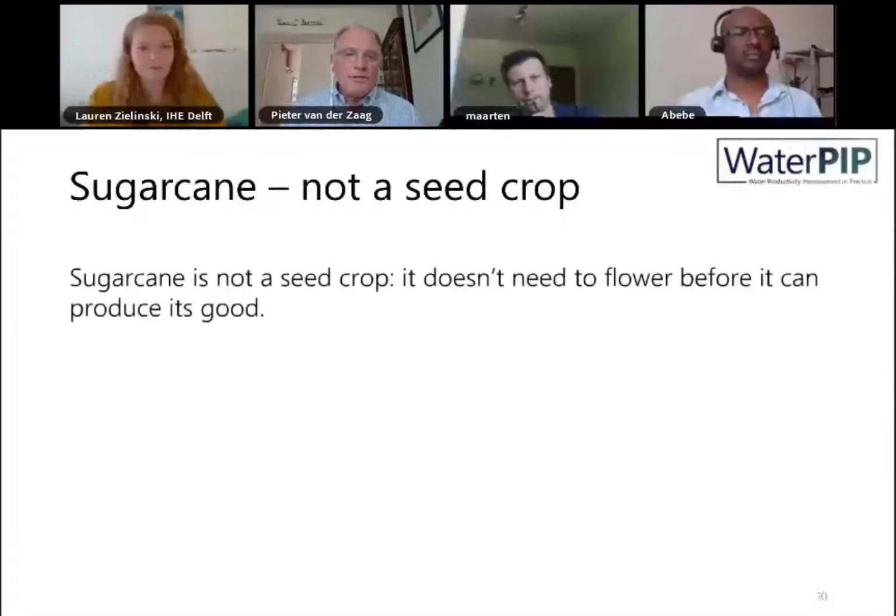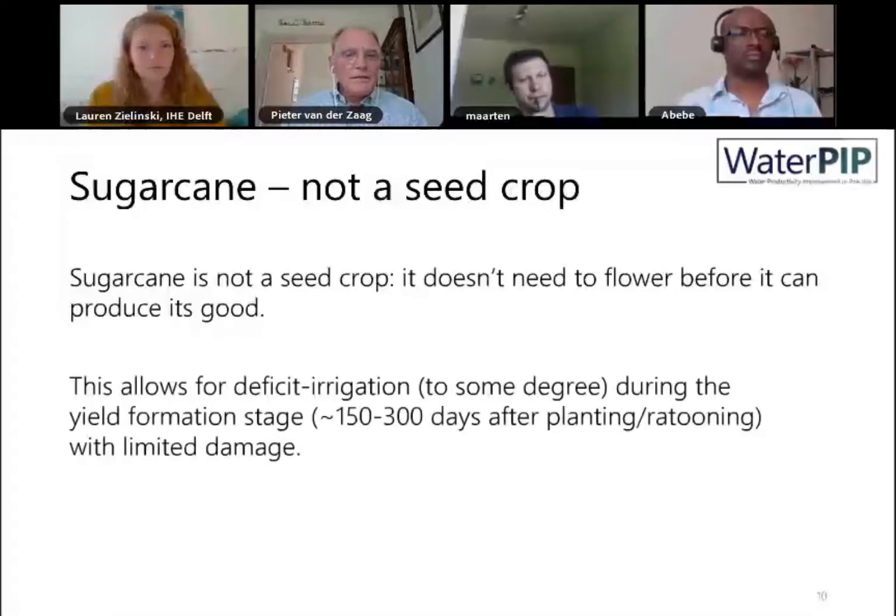And fortunately, sugarcane is not a seed crop. It doesn't need to flower before it can produce its food, unlike, for instance, all the grains. So for the grains, you first have to put water on the crop before you can harvest anything. Not so with sugarcane, and this has an implication that during the yield formation stage, more or less 150 to 300 days after planting or ratooning, you can do deficit irrigation with limited damage.